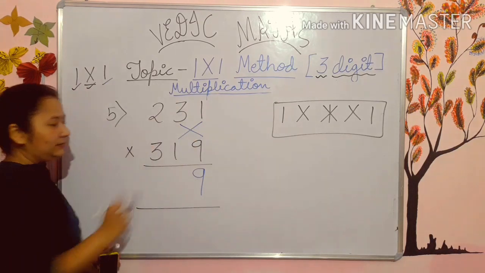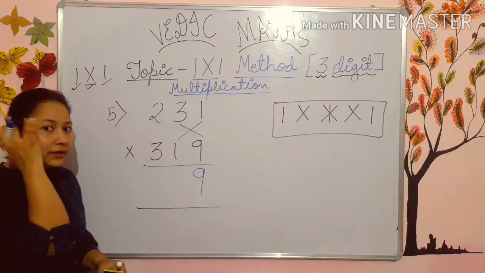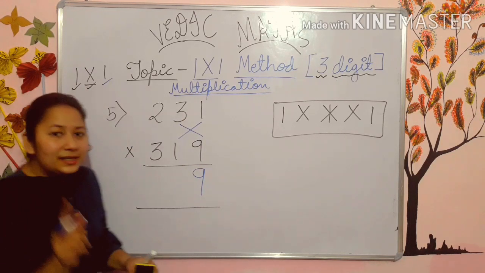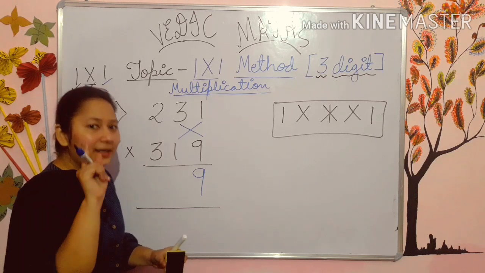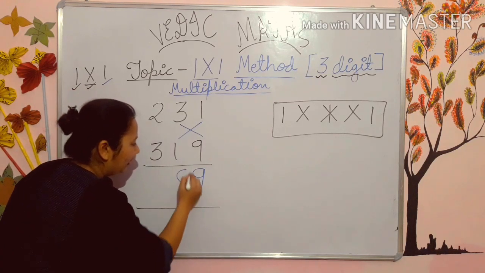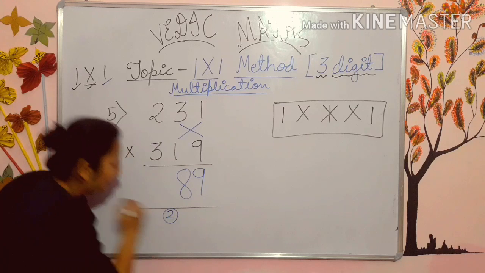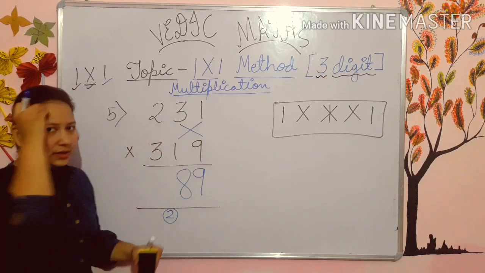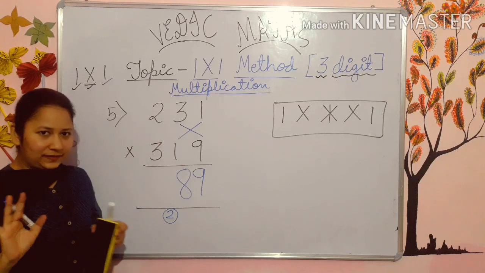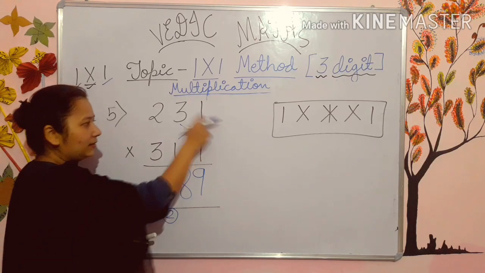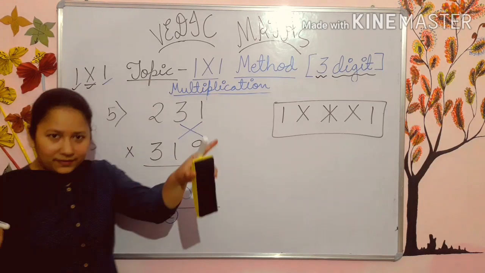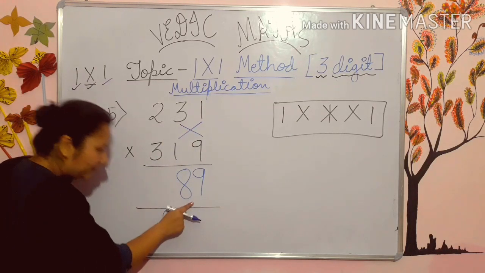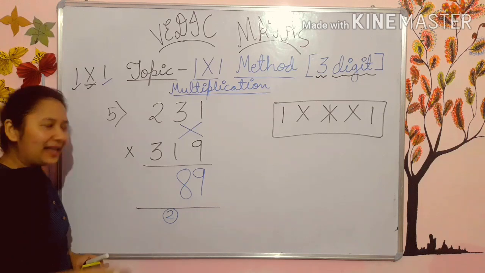So 9 3s are 27. Keep it in your mind, 27. And 1 1s are 1. So 27 plus 1, 28. 8 will come here and 2 will go carry. See, again I am telling you, 9 3s are 27. 27 I have kept in my mind, and then 1 1s are 1. Now 27 plus 1, 28. 8 will come here, 2 will go carry.